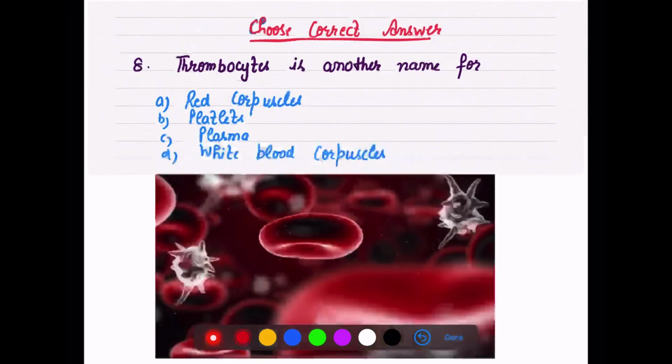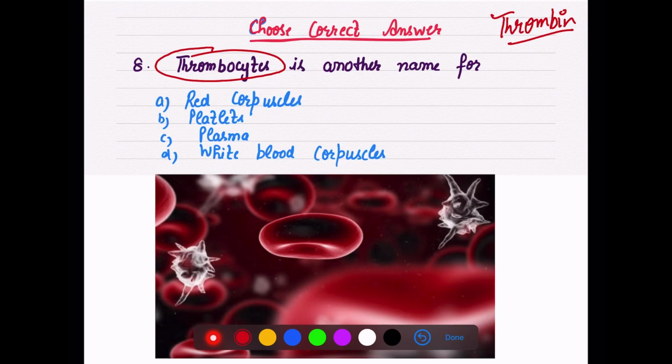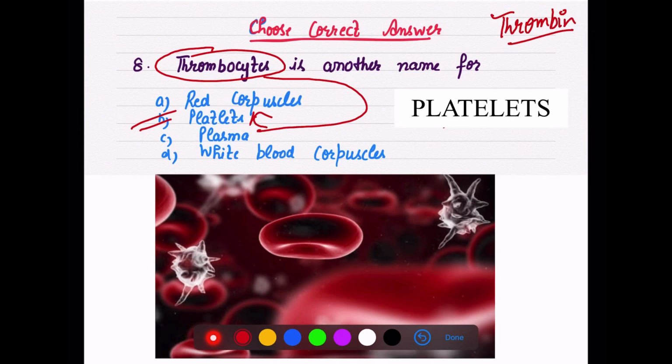Next is the thrombocytes is another name for, even if you have doubt somewhere in red corpuscles or plasma or white blood corpuscles, you know that in mechanism of blood clotting we talked about thrombin as well as prothrombin. So it is very, very easy hint for you. Thrombocyte is another name for platelets. So the correct answer of 8 is platelets.